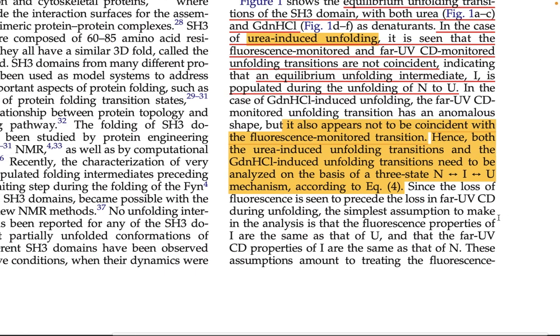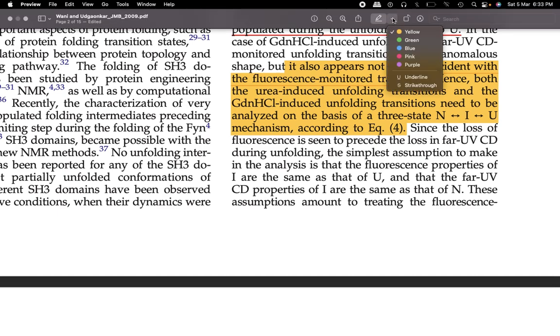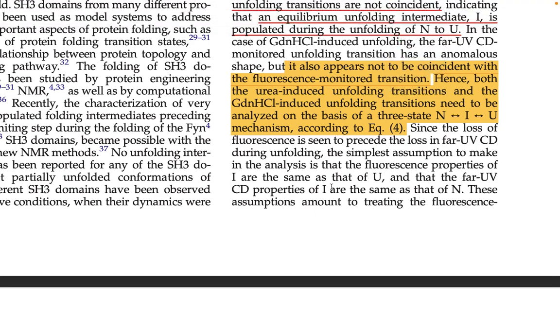So, since the loss of fluorescence is seen to precede the loss of far-UV CD during unfolding, the simplest assumption to make in the analysis is that the fluorescence properties of I are the same as those of U. So, the author is saying that since the loss of fluorescence happens first, before the loss of secondary structure, it essentially indicates that the fluorescence properties of I are the same as of U, and that the far-UV CD property of I is the same as N.